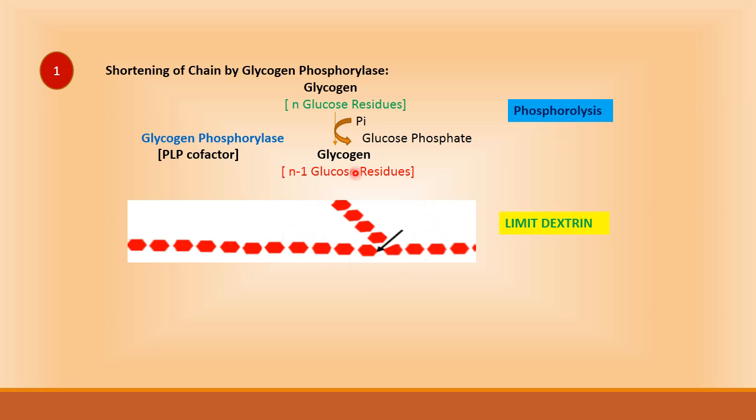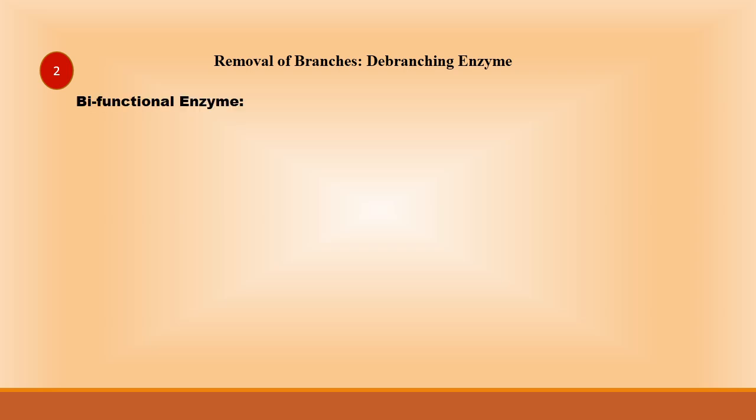Now, let us see what happens in step 2. The product which is formed by the action of the glycogen phosphorylase, this branched product, is known as limit dextrin. Glycogen phosphorylase further cannot act on this limit dextrin. Step 2 involves removal of branches by debranching enzyme. Now, this debranching enzyme is a bifunctional enzyme. That means it is an enzyme, so by default it will be protein in nature, and the domains of the enzyme will serve 2 catalytic activities. Let us check what those are.